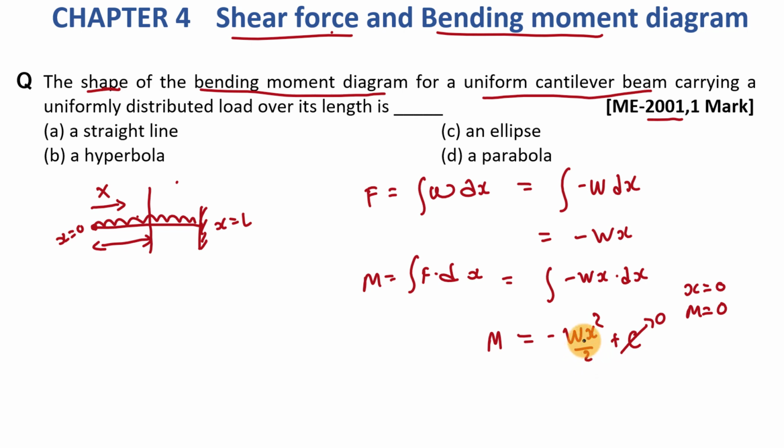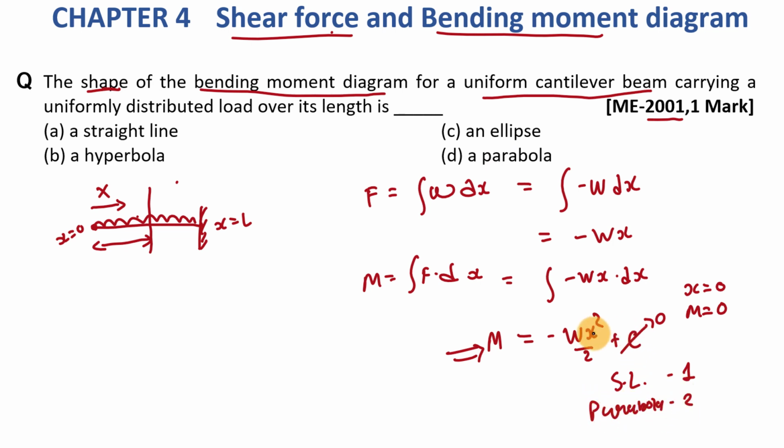Fine. Now from this expression we can find out the shape of the bending moment diagram for this type of cantilever beam under uniform distributed load. We know that if in the equation of bending moment diagram power of x is 1, then shape of bending moment diagram is straight line, right? Here power of x is 2. So we can say that shape of the bending moment diagram will be parabola.